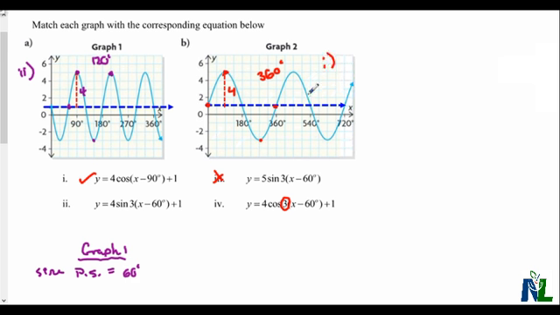Also, if I were to look at the phase shift of this, normally our graph would start over here at a maximum, but it's been shifted 90 degrees to the right, which in the equation will be the opposite, so -90. So we can see all characteristics fit.